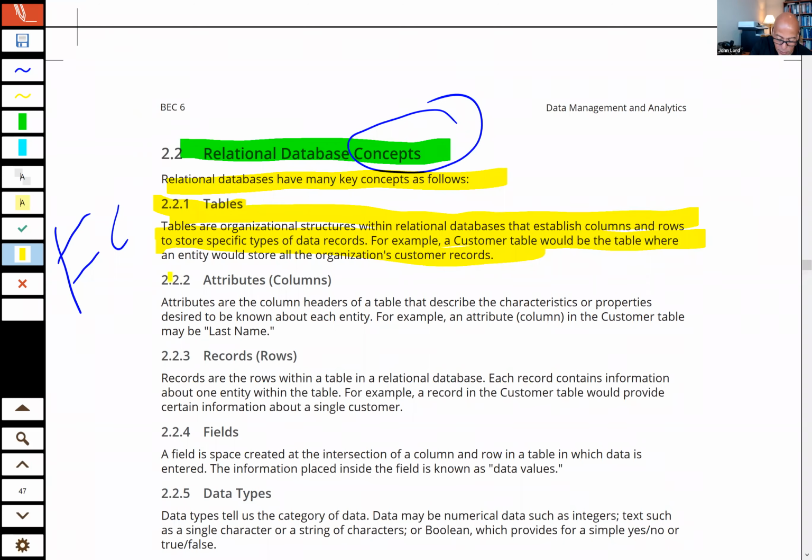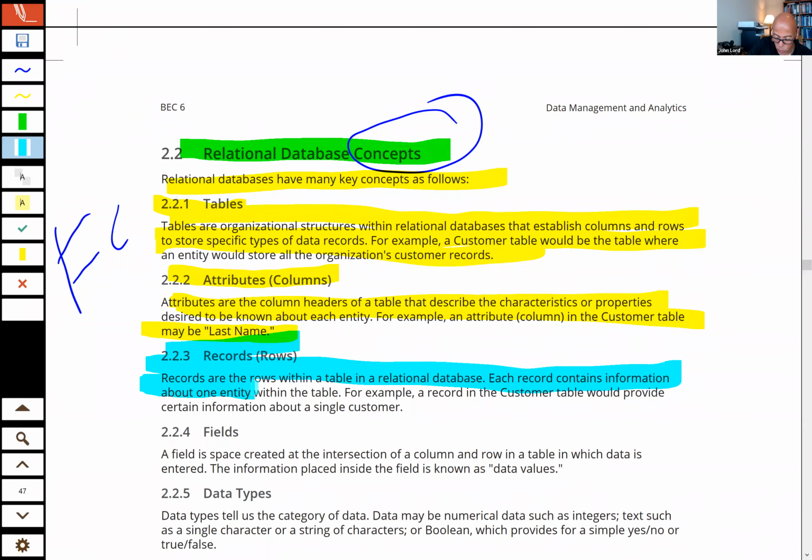We can have attributes, and the attributes you can recognize as the columns. So within the rows of all the different customers, we would have columns. For example, we could have a column for the first name and the last name of a particular customer row that we have in the table. Now take a look at the rows here, and rows are within a table in relational databases. Each record contains information about one entity within the table. For example, a record in the customer table would provide certain information about a single customer.